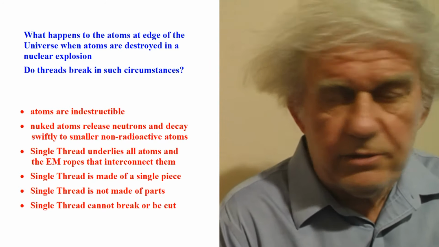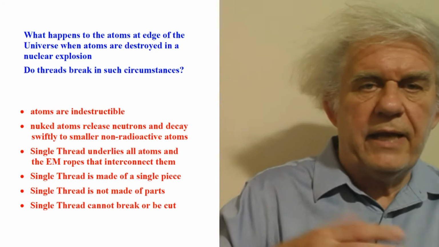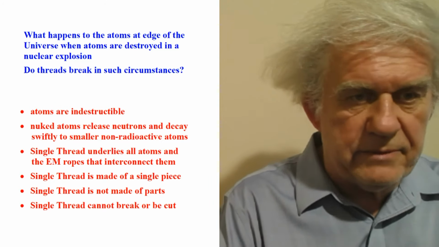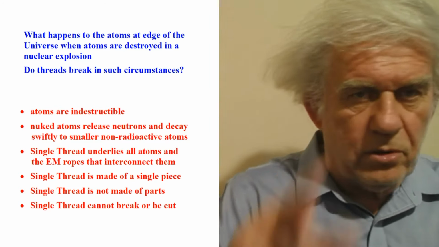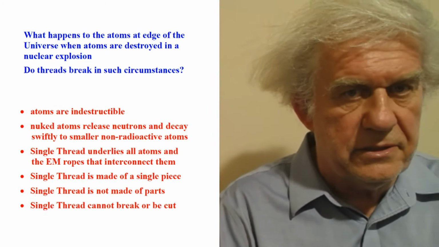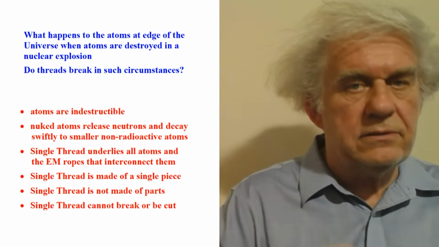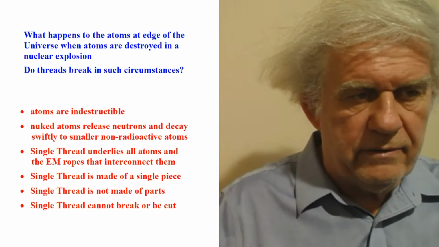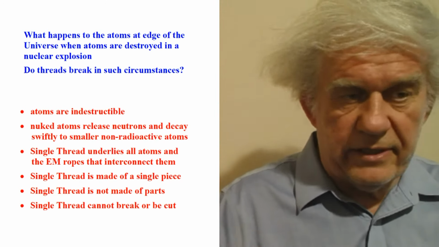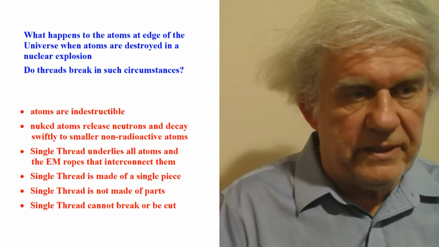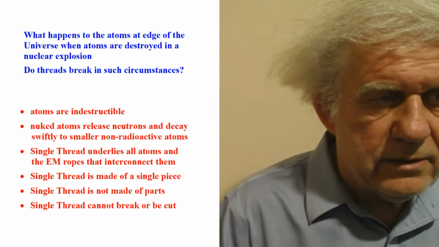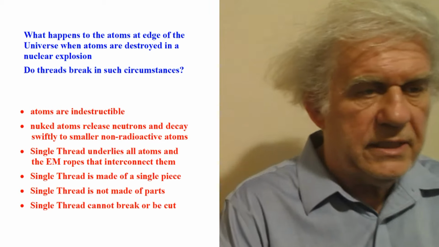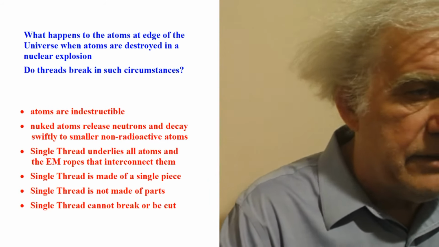Really, atoms are indestructible, okay? It's made out of a single piece of thread throughout the universe, so every atom is made of that same thread. And it's a single closed loop thread, so that's all there is in the universe. If we untangled every atom, every rope in the universe, we would end up with a single thread. Enormously big, very thin, and made of a single piece, malleable, etc. Those are the characteristics. Naked atoms release neutrons and decay swiftly to smaller non-radioactive atoms.